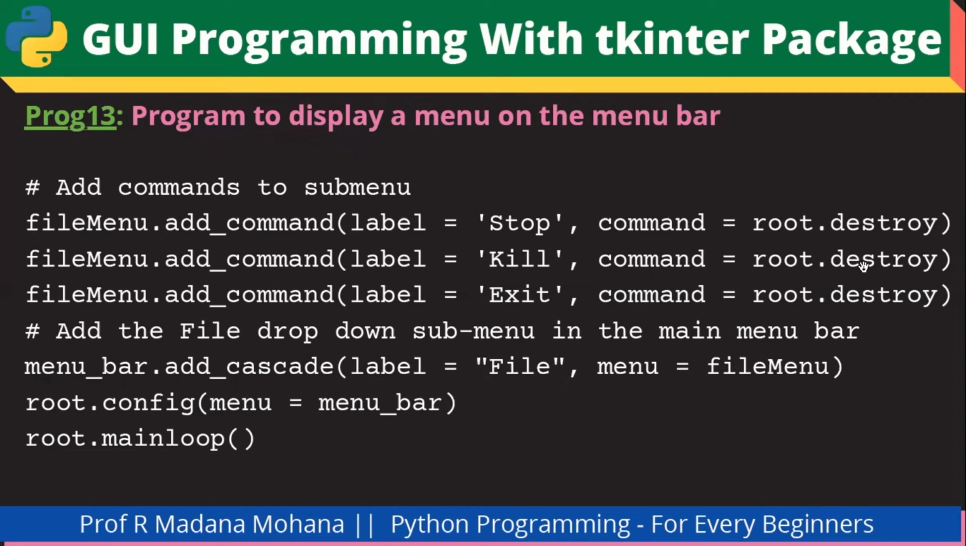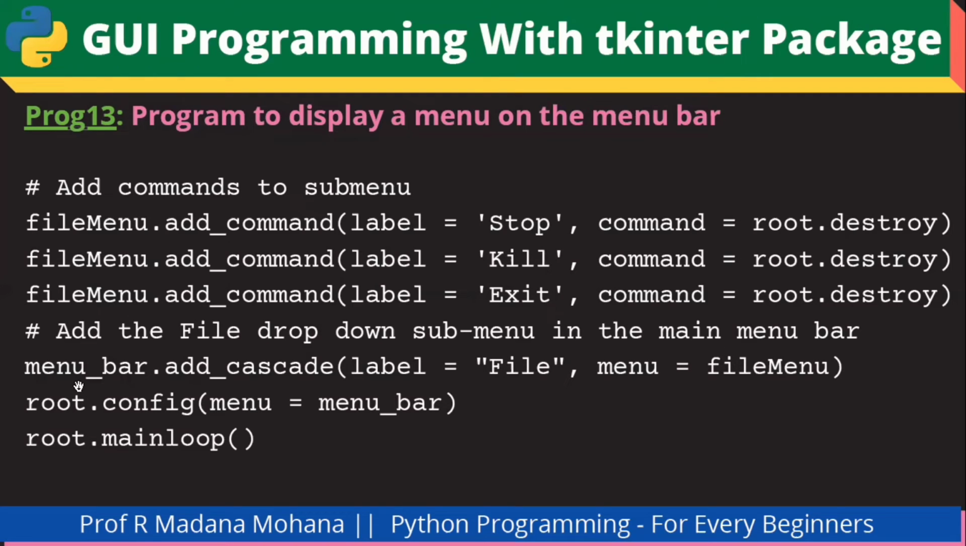Again its functionality is destroy only I am giving. Command equal to root.destroy. Then another one, exit I am giving. file_menu.add_command, label equal to exit, command equal to root.destroy. See, all the three submenus, the functionality is same. Destroy means closes. If you want other options, you can give other methods in place of destroy. Now add the file drop-down submenu in the main menu bar.